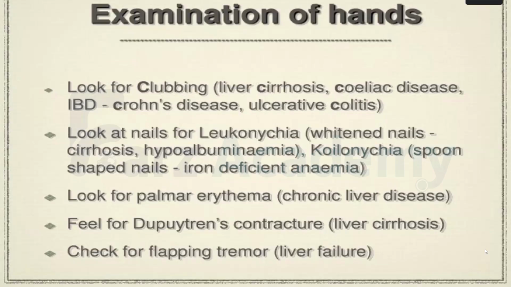Look at the nails for leukonychia. You can find them in cirrhosis, hypoalbuminemia. You can have koilonychia. You should look for palmar erythema. But remember, in a creased and pigmented skin, or a skin that is altered due to occupational reasons, you might not be able to appreciate palmar erythema in proper sense. You have to feel for Dupuytren's contracture. Only seeing and diagnosing Dupuytren's contracture is not acceptable. And finally, check for the flapping tremor.